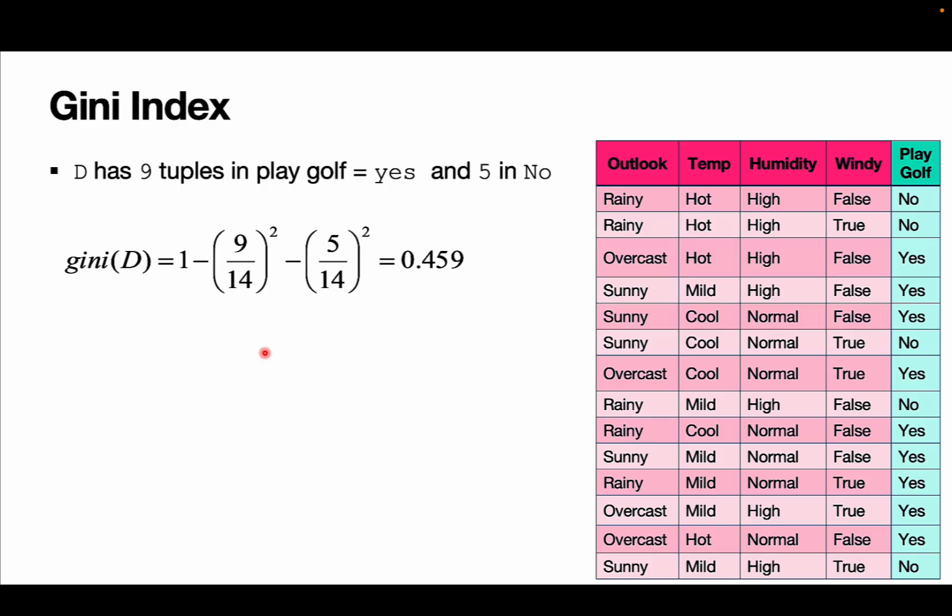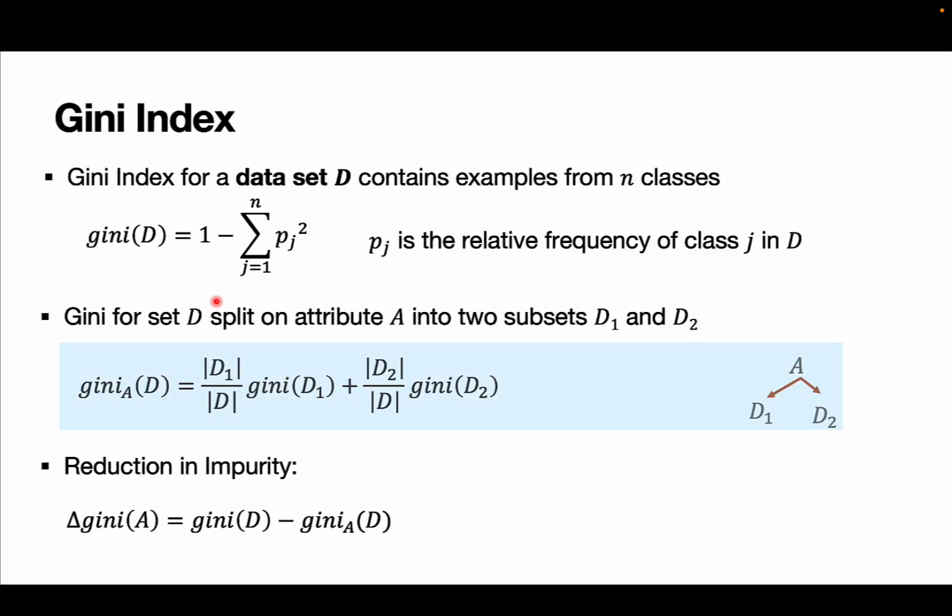Here's the play golf example. To compute the Gini for this dataset, we have 2 classes, yes and no, and there are 9 yeses and 5 nos. We compute the probability for each class, 9 over 14, square it. We compute the probability for the no, 5 over 14, square it. We subtract the results from 1 and end up with 0.459, which is greater than 0, so this is not very pure.